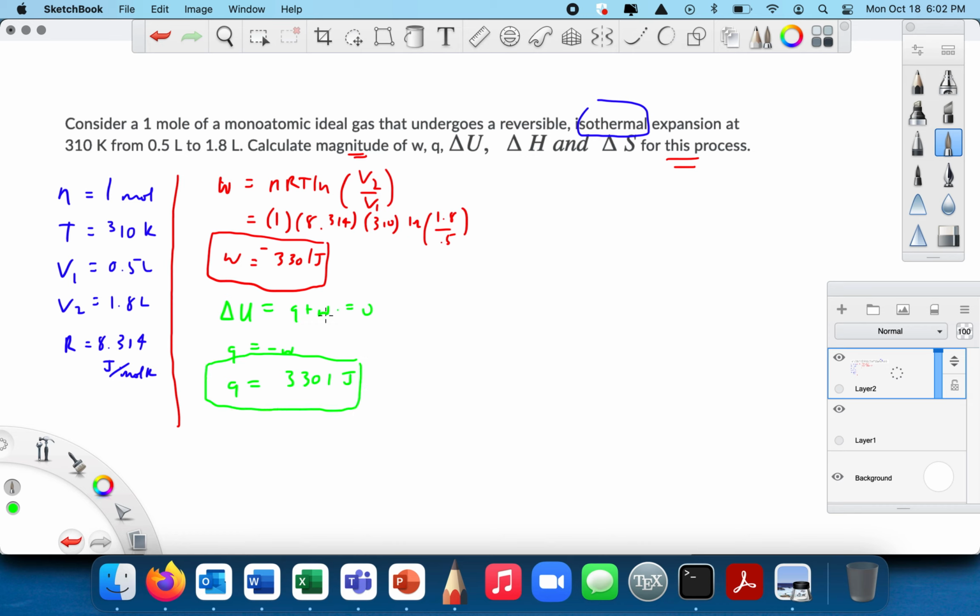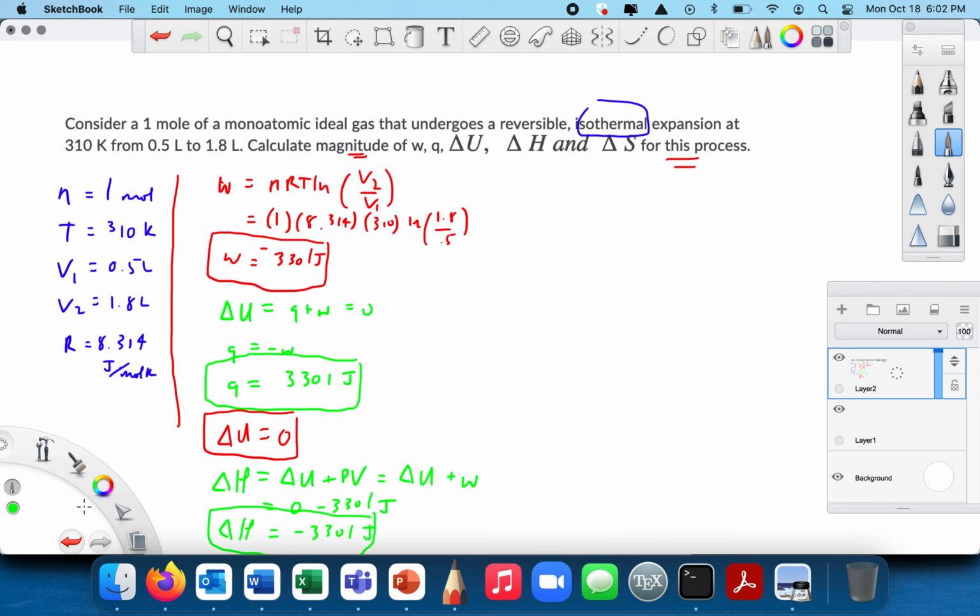So we took care of those first two. Looks like we're ready for the next one. Delta U, the change in internal energy for an isothermal process, is 0, so we don't have any calculations to do there. Let's go to delta H. Delta H, recall, is defined as delta U plus PV, which is equal to delta U plus the work, which is equal to 0 plus the work, which is minus 3301 joules. And so the change in enthalpy is minus 3301 joules.